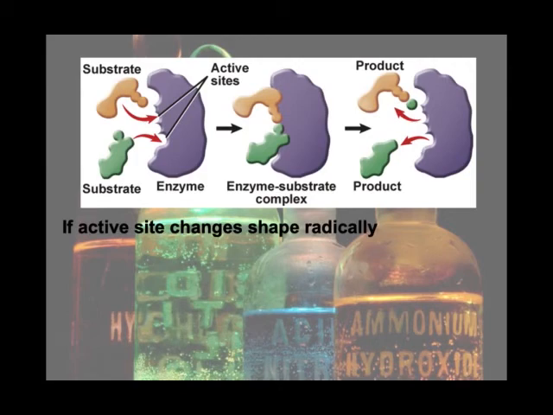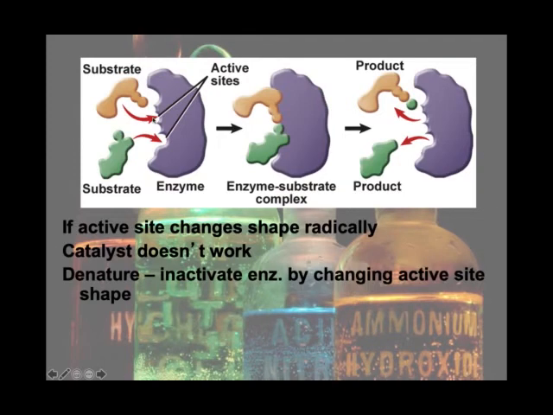If the active site on an enzyme changes shape radically, that would be like you go to school, you have your house key in your pocket, and you come home and your parents have changed the locks on the house, and so you can't get in. That would be what would happen if the shape of the active site were changed radically. So the catalyst, the enzyme, is no longer going to work because the specific substrates are not going to be able to fit in there where they're supposed to.